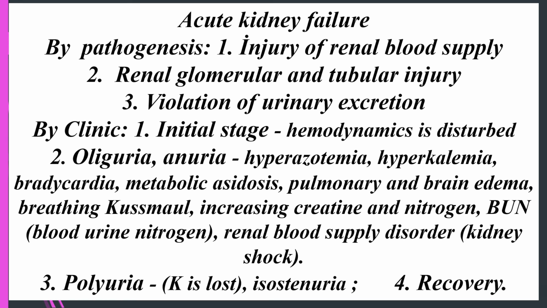increasing creatinine and nitrogen. Blood urea nitrogen. Renal blood supply disorders may form kidney shock. And the third stage forms polyuria, and potassium is lost, forms isostenuria, and finally recovery of the organ.